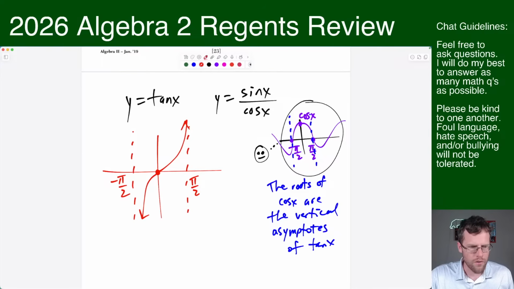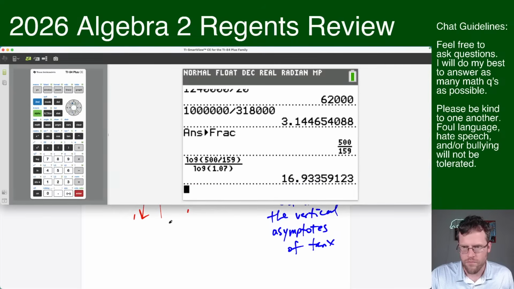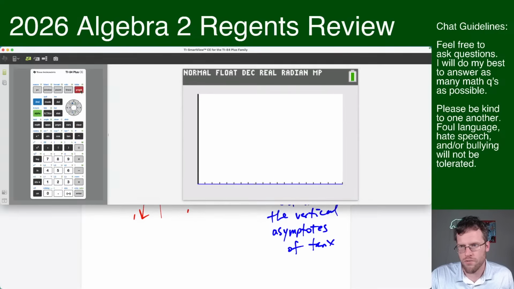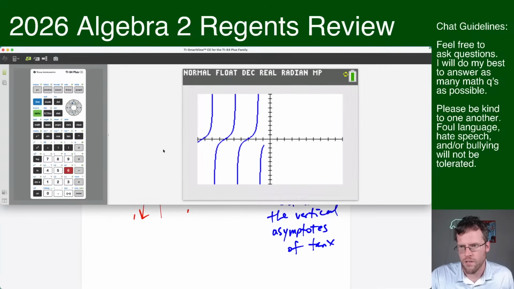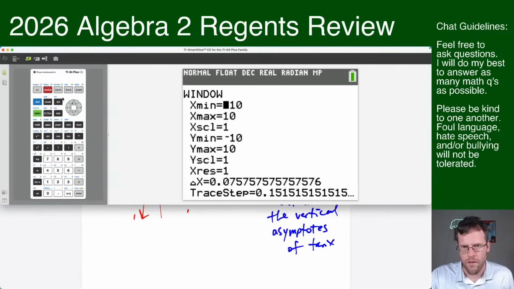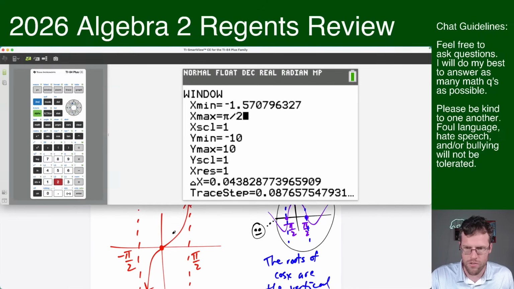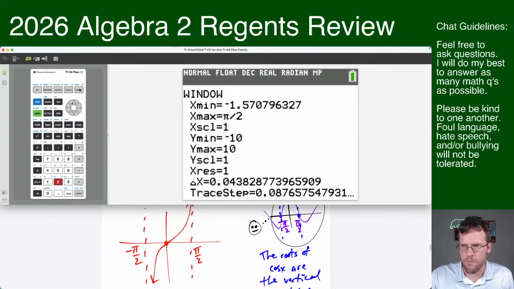If you go to a calculator, you go y equals tangent x. Make sure you're in radians. You press graph, zoom 6. See, it just gives you all this. If I restrict my domain, so window, I go from negative pi over 2 to pi over 2. This will give me just one of the tangent pieces. Okay, so I go between the asymptotes, and that'll give me just one piece.